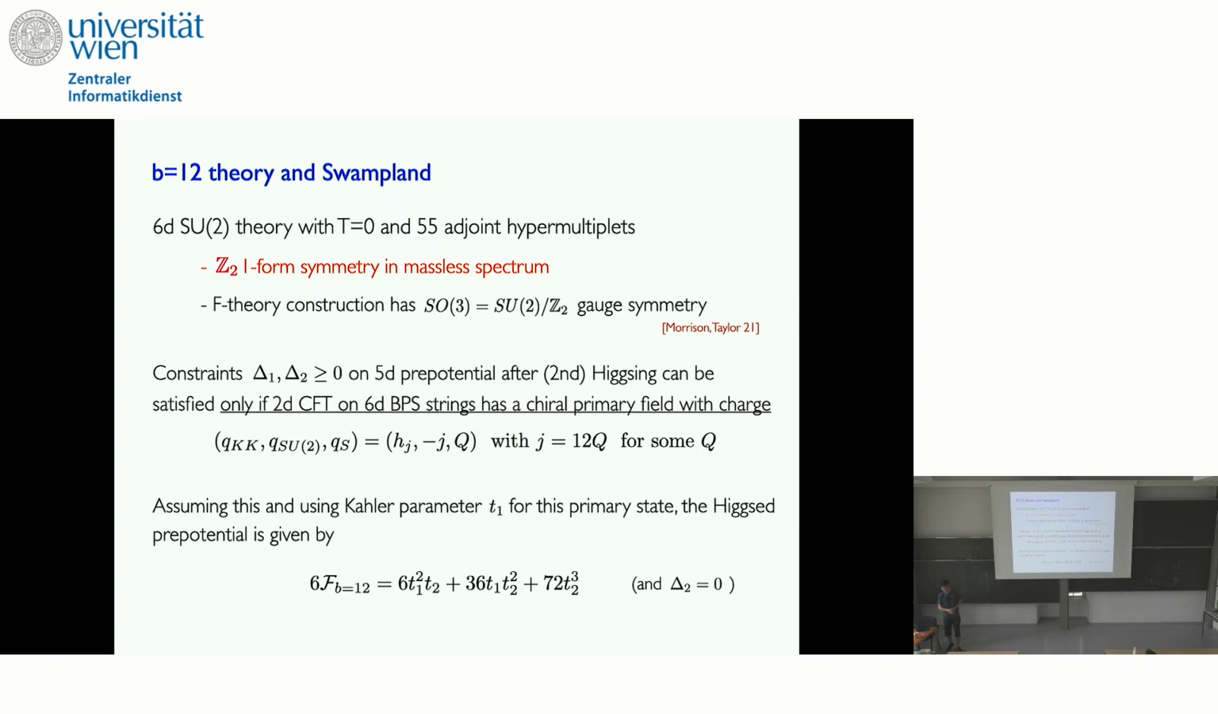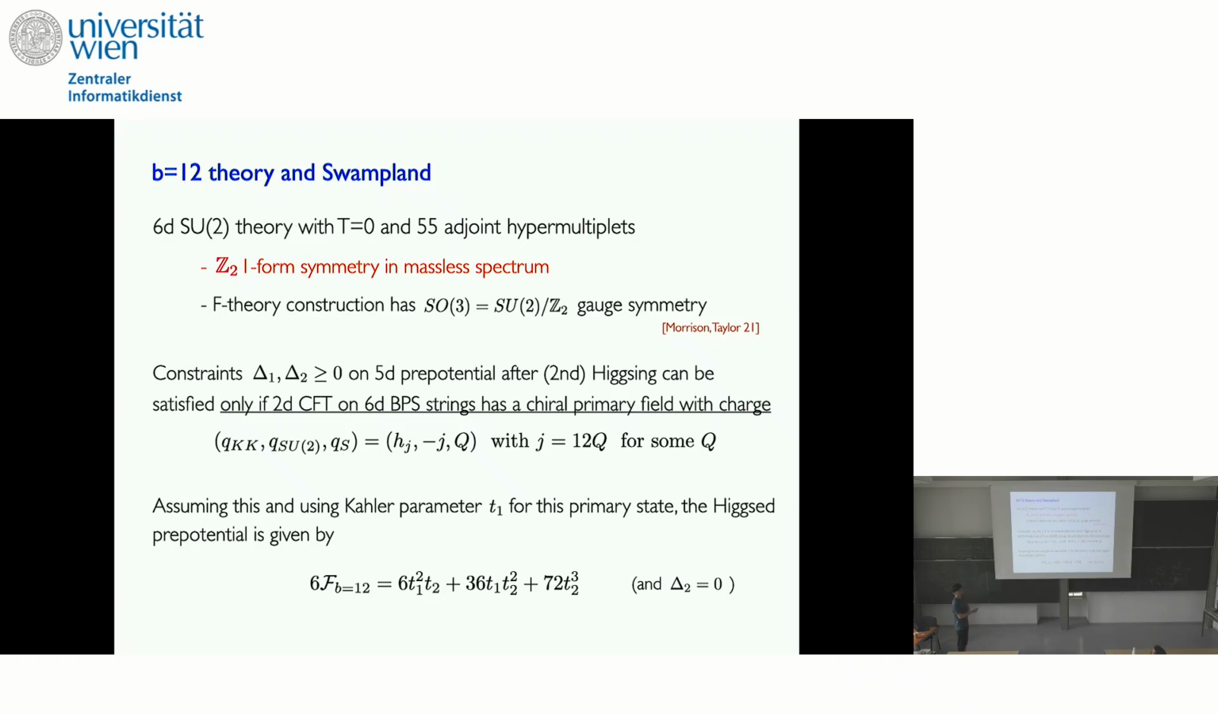So let me present the most interesting case. That is the B equals 12 case. In this case, we have 55 adjoint hypermultiplets. Since we don't have a fundamental hypermultiplet in the massless spectrum, we have a G2 one-form symmetry. But we don't know what happens in the massive spectrum. Maybe this one-form symmetry will be broken. And the F-theory construction is known, and it has only an SO(3) gauge group. So the SO(2) gauge group case is not realized in F-theory.